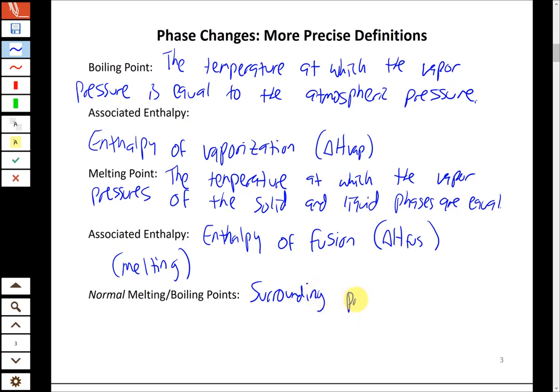So when we say the boiling point of water is 100 degrees Celsius, that means it's 100 degrees Celsius when the atmospheric pressure is 1 atmosphere. Or similarly, the melting point of water being 0 degrees Celsius, that occurs again when the atmospheric pressure is 1 atmosphere.